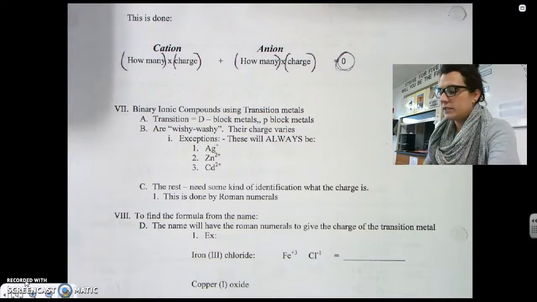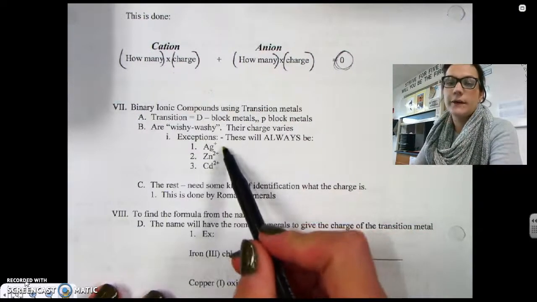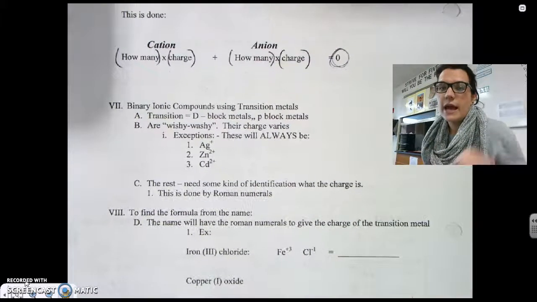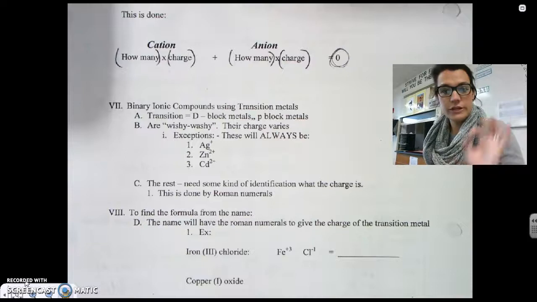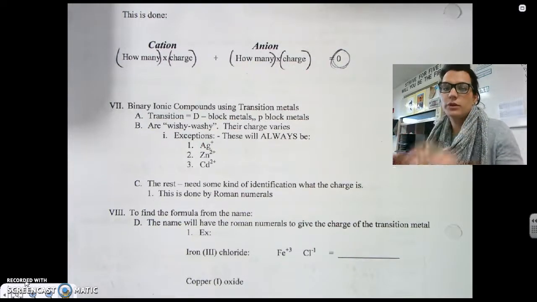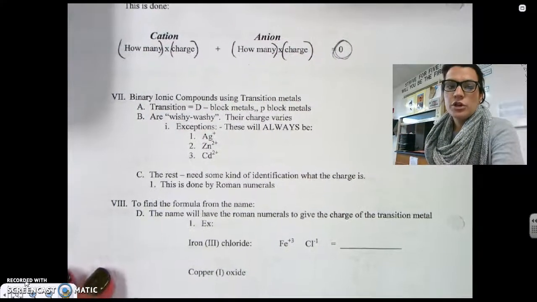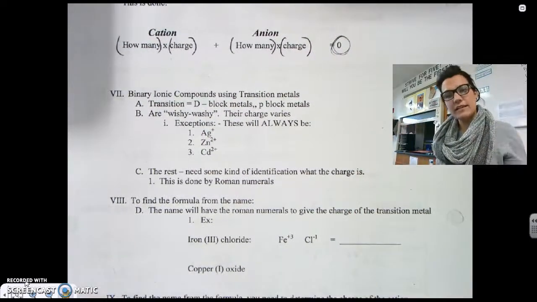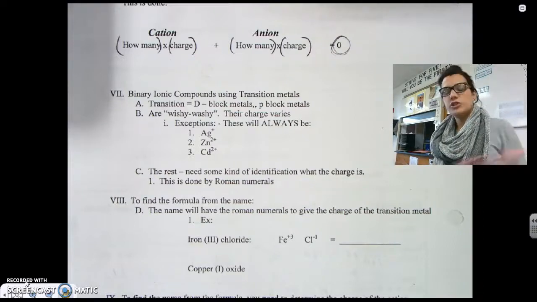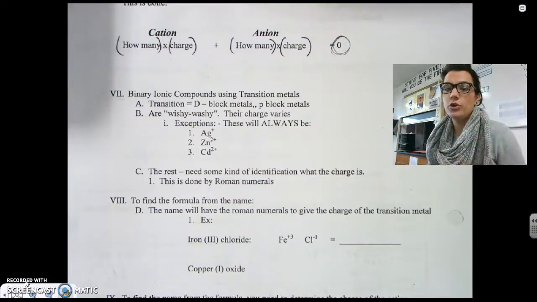Except for, and this is what I talked about on the last lecture, silver will always be +1, zinc will always be +2, and cadmium will always be +2. So I need you to make sure that you have those three memorized outside of group 1, group 2, and aluminum. Okay? So the rest of them need some sort of identification in order for us to know what charge it is. And we're going to use a Roman numeral.